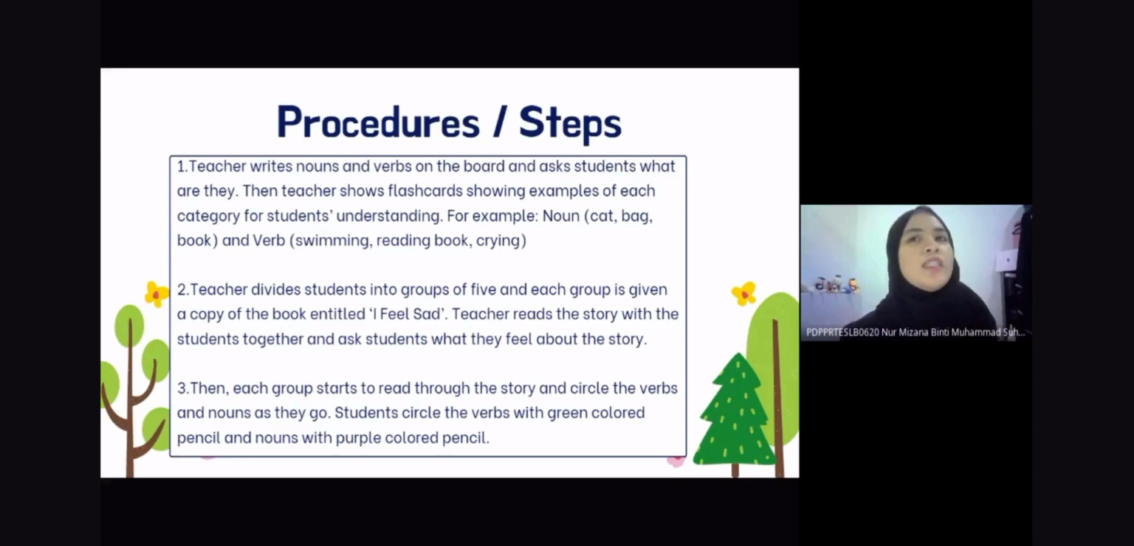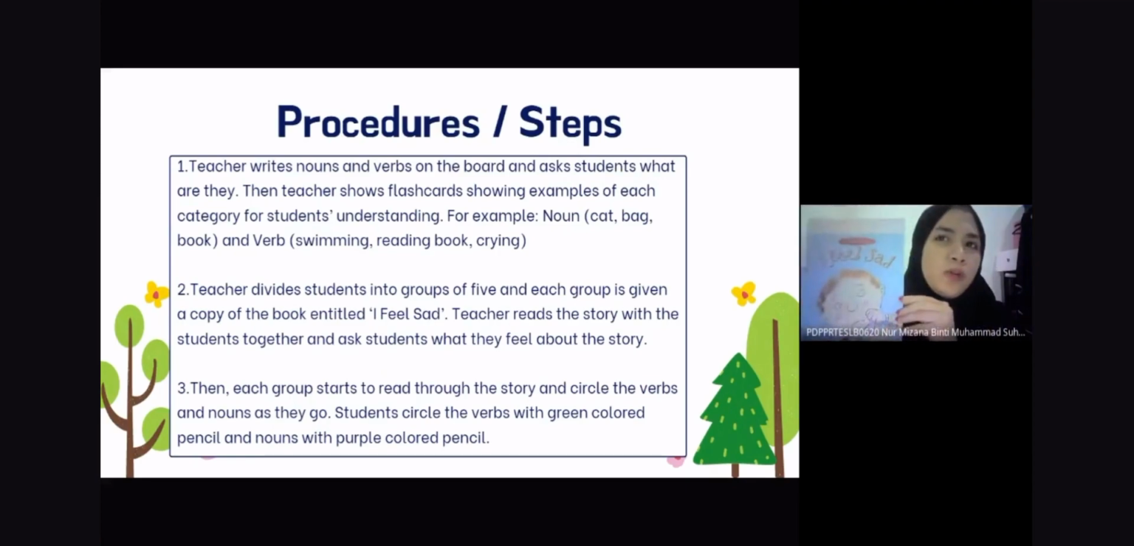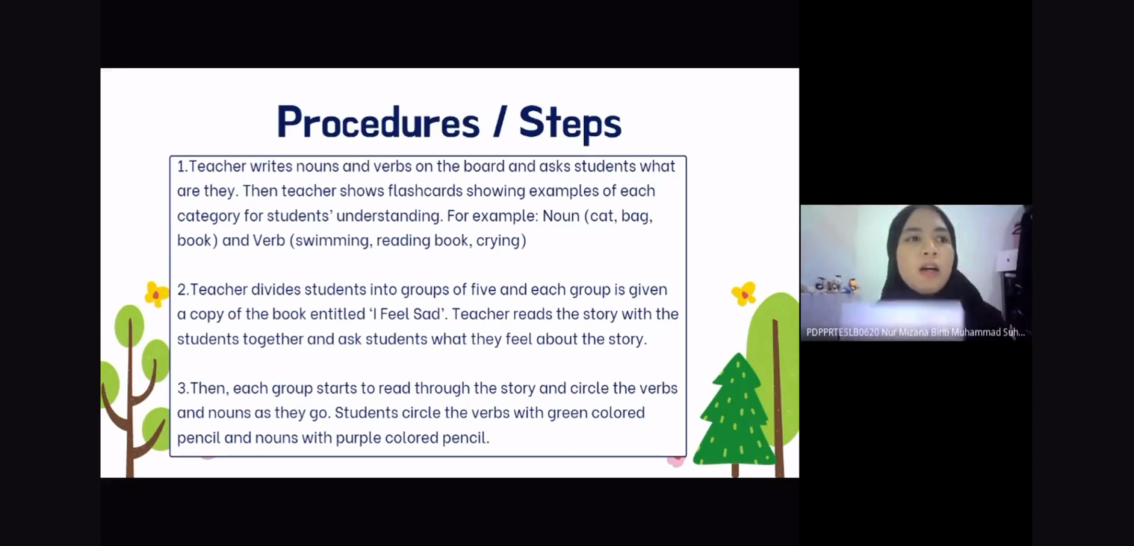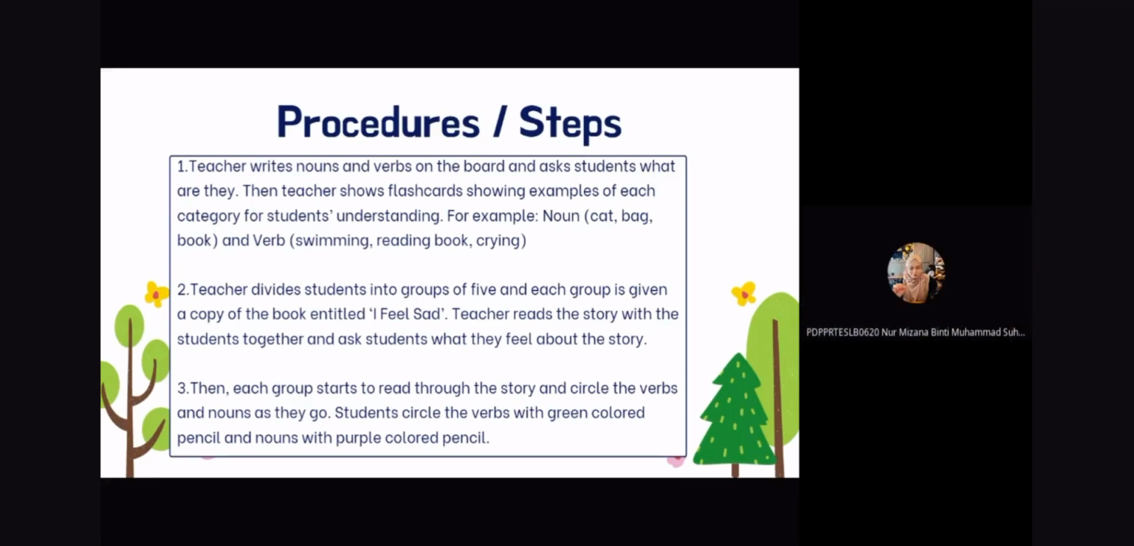Okay, students, today we are going to read a very interesting book. Yes, I Feel Sad. Have you read this book? No? Okay, it's fine. We are going to read this together. But before that, I want all of you to sit in a group. Okay, sit in groups. I want only 5 in a group. Yes, move now. You can move your chair.